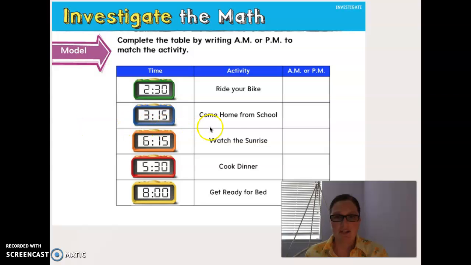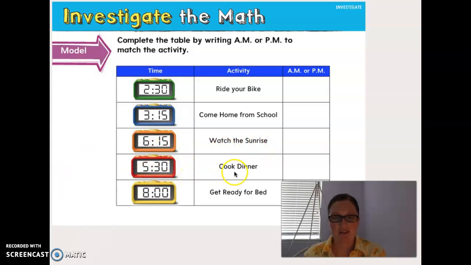All right, 3:15 coming home from school. Is that going to be 3:15 in the morning or 3:15 in the afternoon? Again, that's going to be PM because 3:15 is still dark when it's AM, 3:15 AM. 6:15, watching the sunrise. Is that going to be AM or PM? 6:15 AM would be the time we would watch the sunrise. In the wintertime or in the fall, we would be able to see the sunset at 6:15 PM. But at 6:15 a.m. we could watch the sunrise.